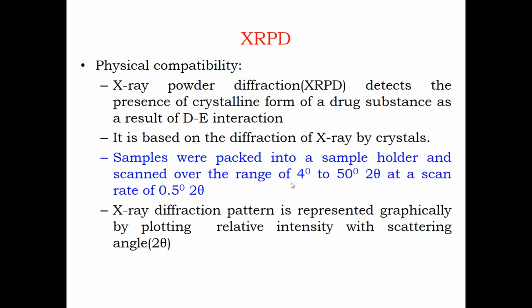This value ranges from 4 degrees to 50 degrees. Not centigrade, I'm talking about the angle. Samples are packed into a sample holder and scanned over the range of 4 degrees to 50 degrees, measured as the 2 theta angle, at a scan rate of 0.5 degree per minute. This is how they do it. Then you plot the graph after this experiment.